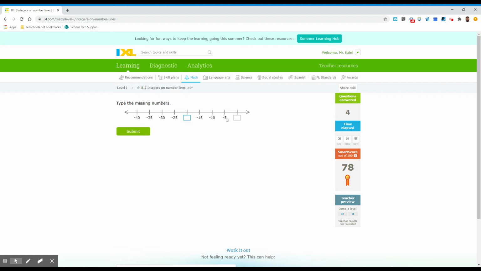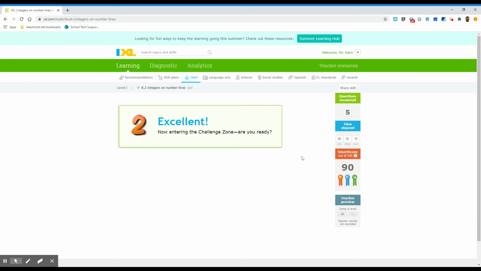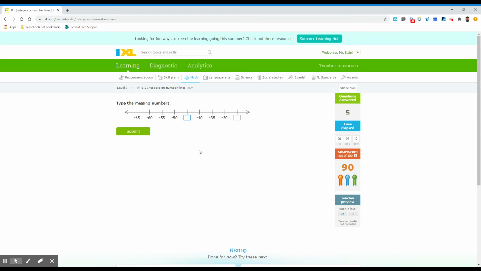Here's another one. -5, -10, -15. This would be -20. So we're skip counting by 5s. This has to be 0. Okay, let's go ahead and see what else we have. This is also 5s. Let's jump up a level. Let's do the last group of 90. These are the ones that get a little challenging.